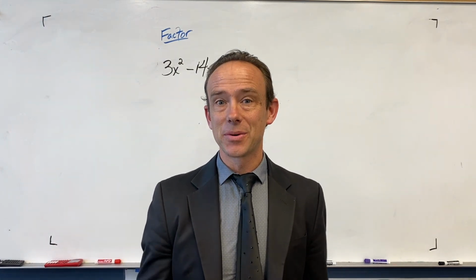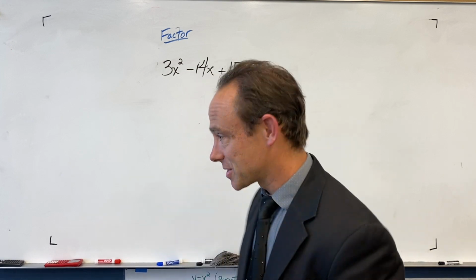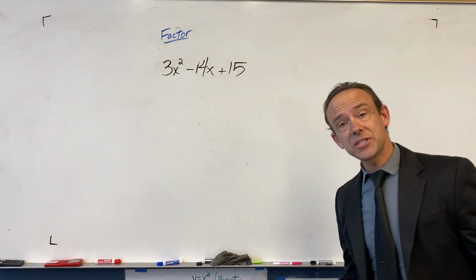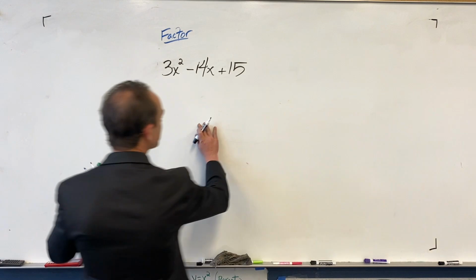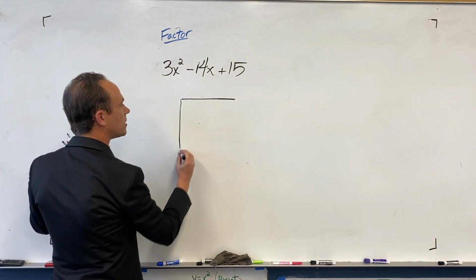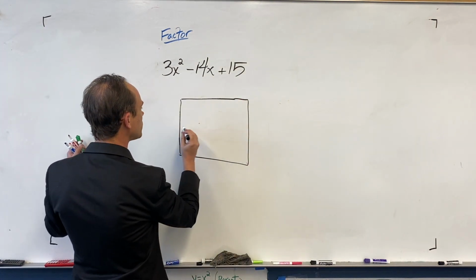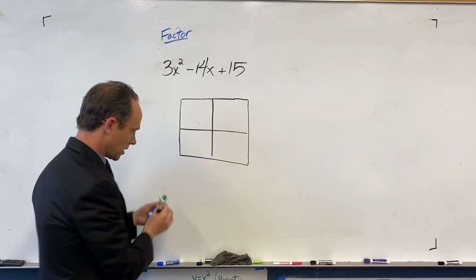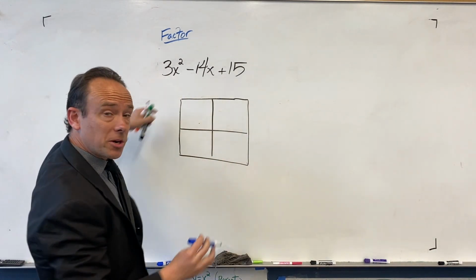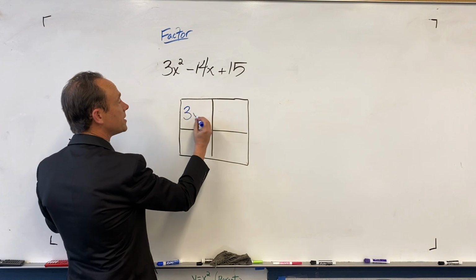Unpause. Welcome back. Let's go get this thing. So if we're going to be factoring here, I'm going to use the area method. I'm going to draw my rectangle. All right, I'm going to put this first term, the 3x squared, always going here.